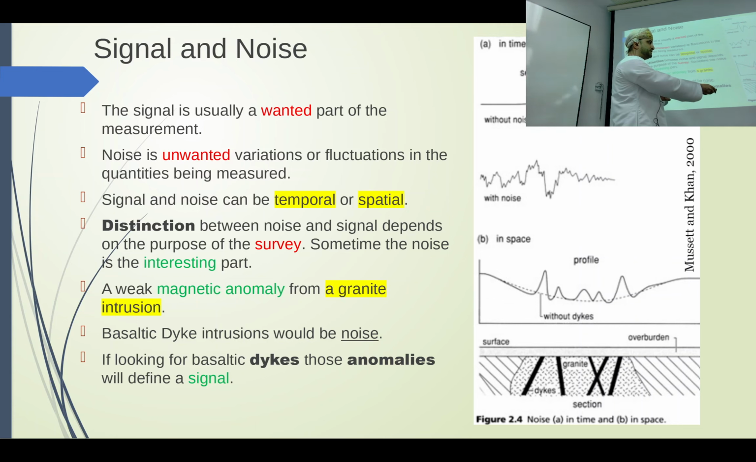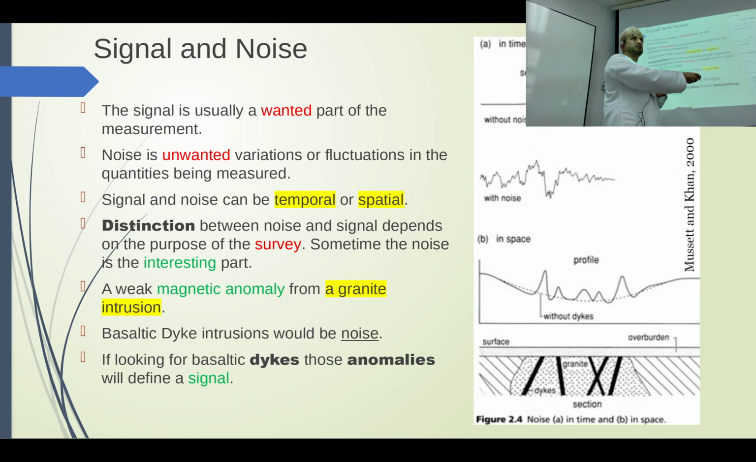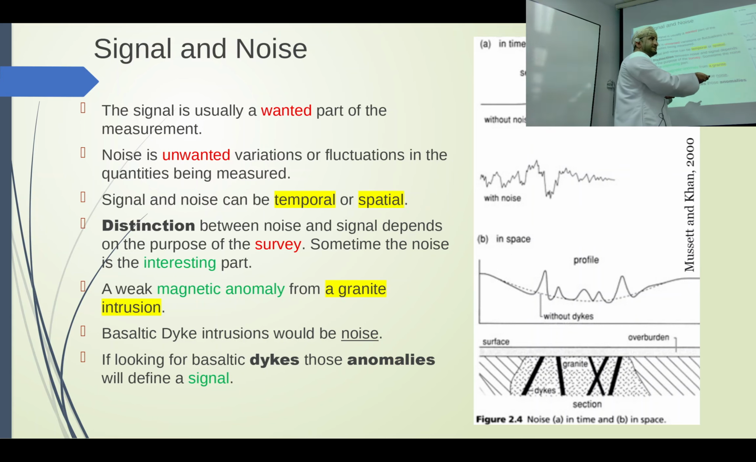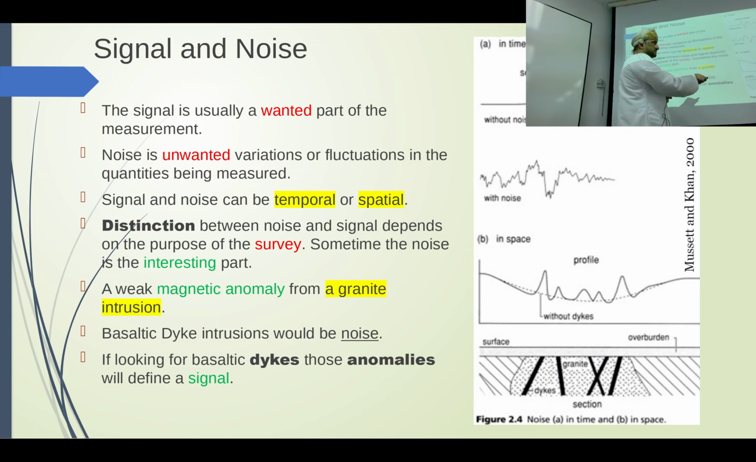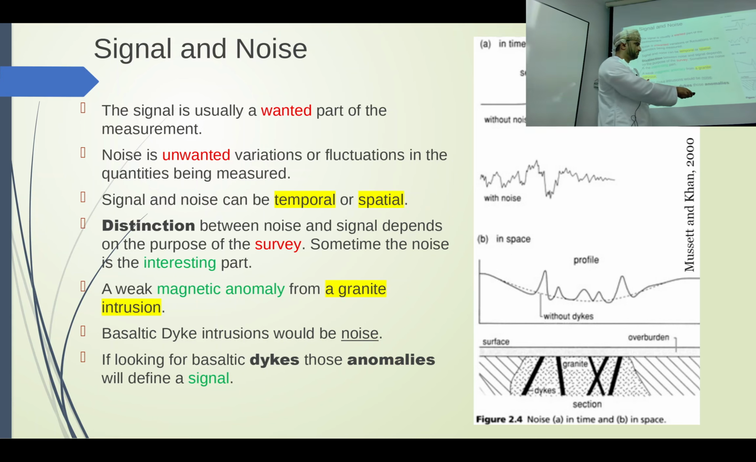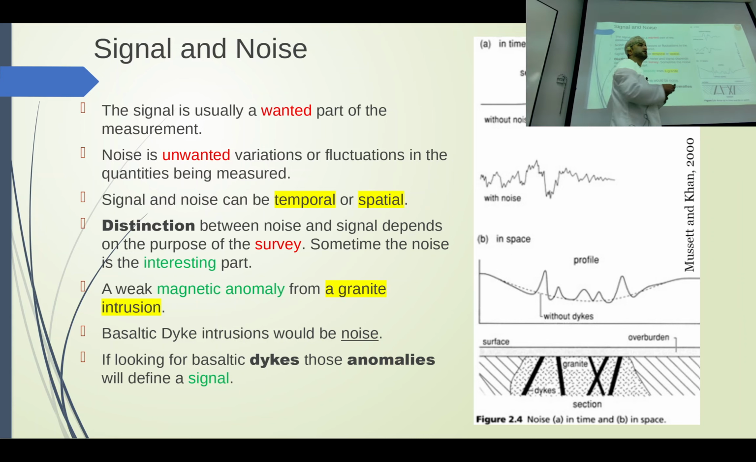That depression is created because of what? Not dikes, granite. What will dikes produce? Dikes have a higher density, so their gravity value is larger. Dikes will produce these high-frequency anomalies, high-frequency signals, or what we call traces. So you see this one? These fluctuations are created by what? By the dikes. Dikes have a higher density than the granite itself.